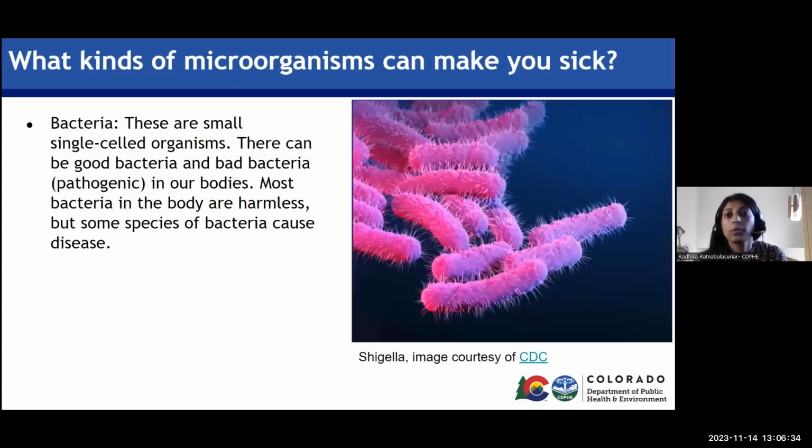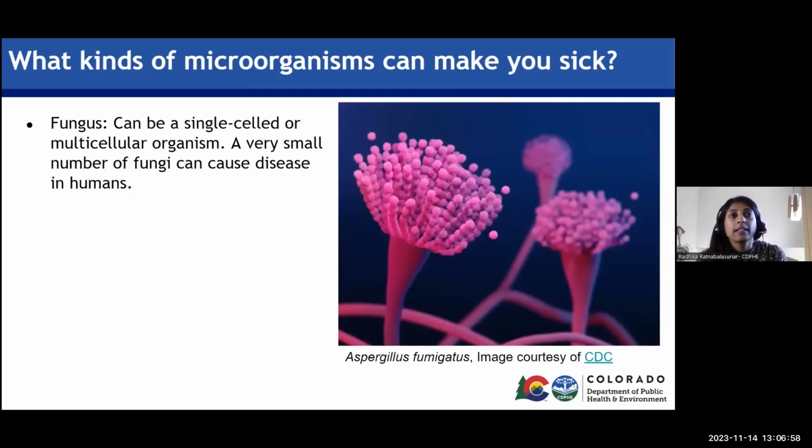When we compare this to bacteria, these are instead small single-celled organisms. And there can be good bacteria, there can be bad bacteria, which we then call pathogenic, in our bodies. And most of bacteria that's in the body is harmless, but some species of bacteria can cause disease. Next slide, please. Fungus is the last group here that I'll talk about, and that can be a single-celled or multicellular organism. It's a very small number of fungi that can cause disease in humans. Next slide, please.